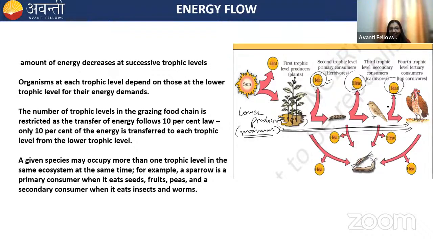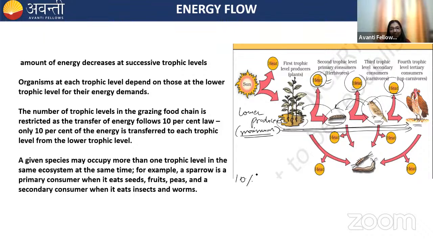And we know that the organisms at each trophic level are dependent on the organisms present in the lower trophic level. Like herbivores are dependent on the producers. This bird is dependent upon the herbivore. This top carnivore is dependent on the secondary consumer, right? So they are dependent on the organisms present in the lower trophic level for their energy demand.